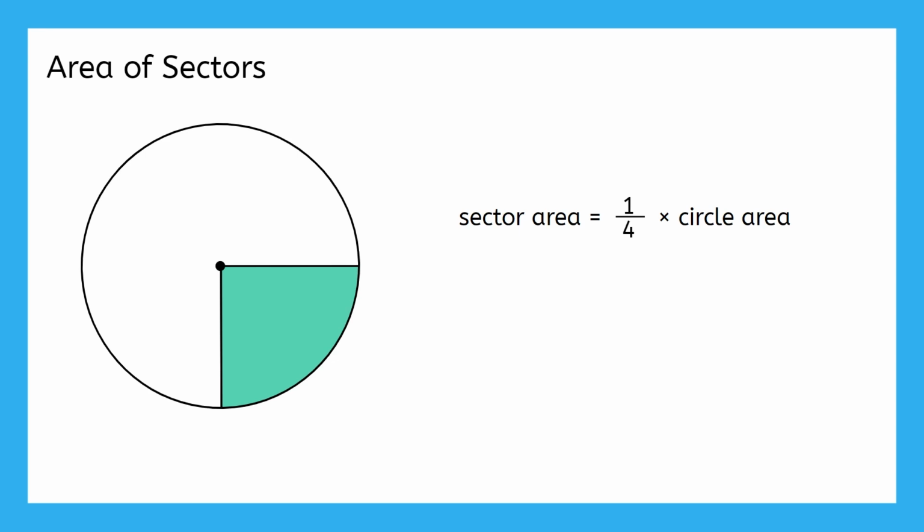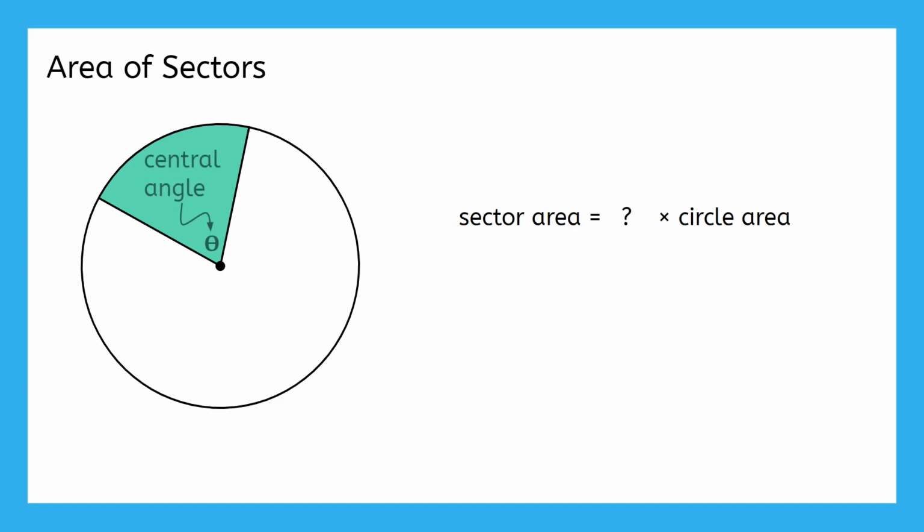But how can I tell what portion of a circle this sector is? If you think back to your circles unit, can you think of any information that might be helpful to have in this picture? The central angle, which we represent with the variable theta. If we know how many degrees this sector takes up out of the full 360 degrees of a circle, then we can write a fraction to determine what portion of the circle it represents.